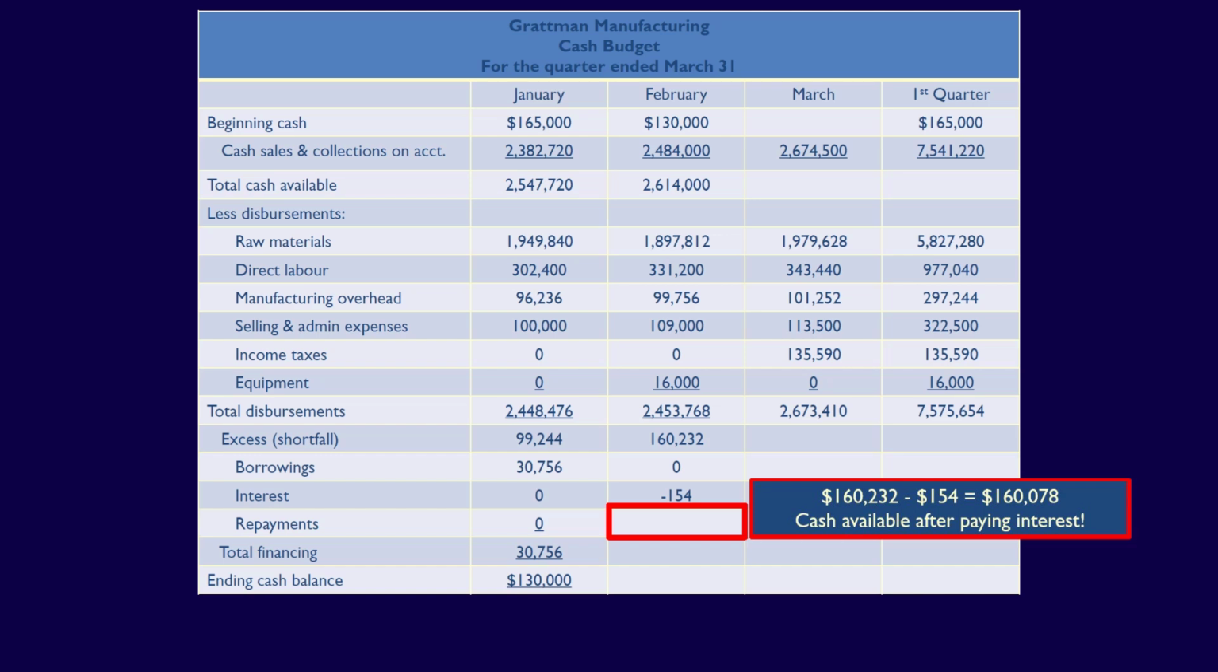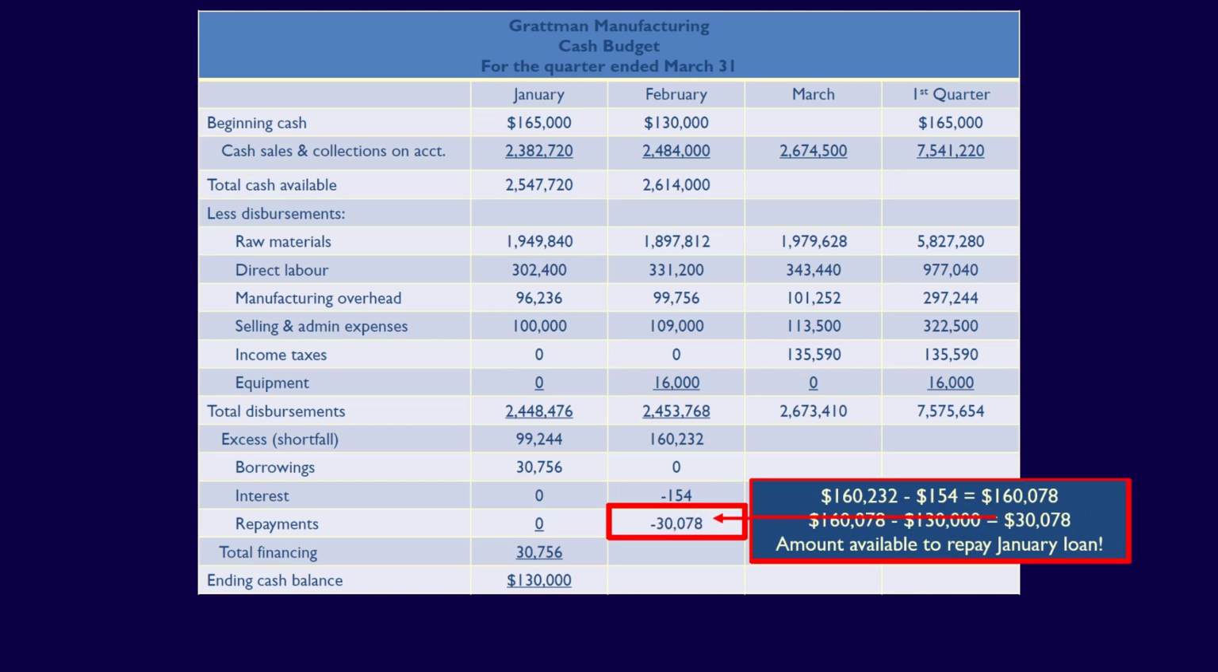How much can we pay back? We have to take the excess cash after interest is paid, $160,078, and deduct the required ending balance of $130,000, which is equal to $30,078. This is the amount of cash available to repay any portion of the loan. Our loan on January 31st is $30,756, so we don't have enough excess cash to repay 100% of the loan.